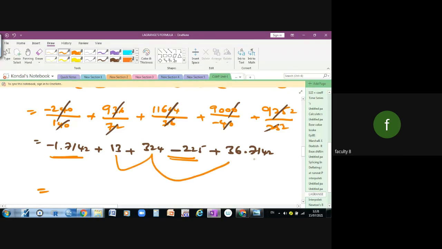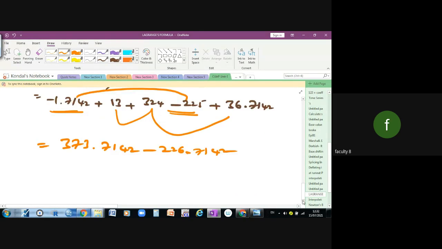Simple, you can add these 3 values: 324 plus 36 plus 13. So you will get 373.7142. Minus, if you add these 2 values, 225 plus 1.7, so here 226.7142. So if you subtract this value from this one, you will get 147.